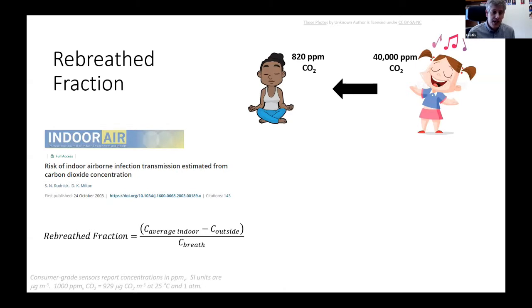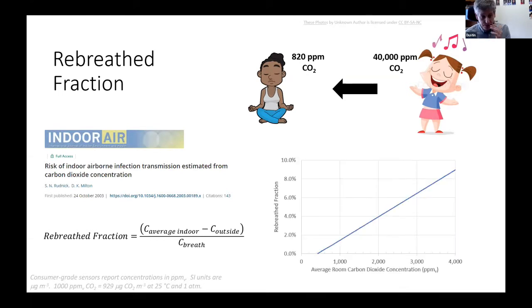For instance, if the indoor concentration is 820 parts per million, the outdoor concentration is 420 parts per million, and the exhaled concentration is 40,000 ppm, then 1% of every breath you take in that room will consist of air that's been in somebody else's lungs. If the indoor concentration is say 3,600 ppm, then 8% of every breath you take is going to consist of air that has been in someone's lungs, or 8 times higher than if the concentration had been 820.